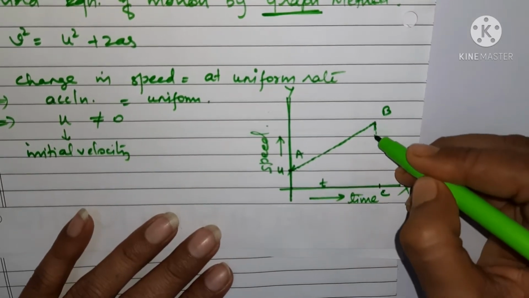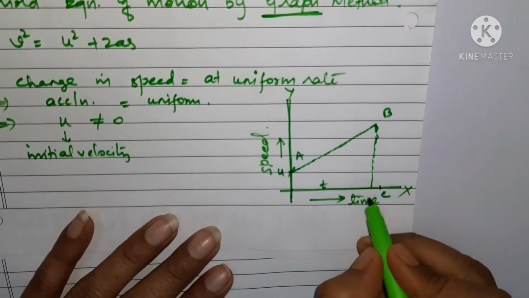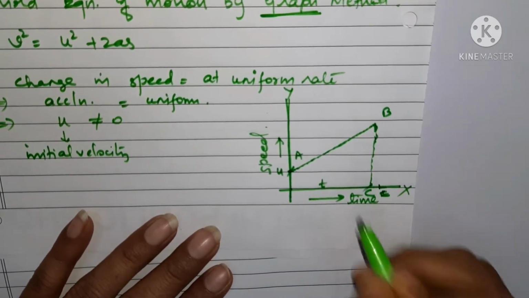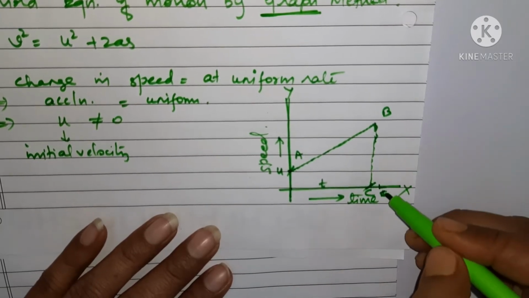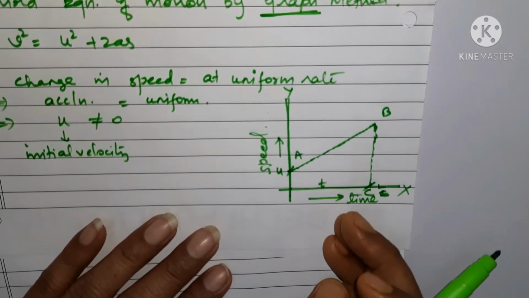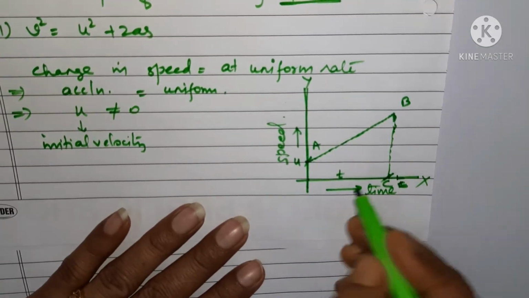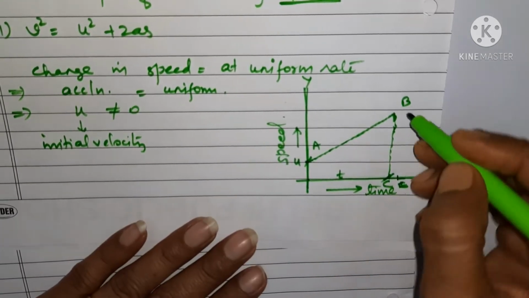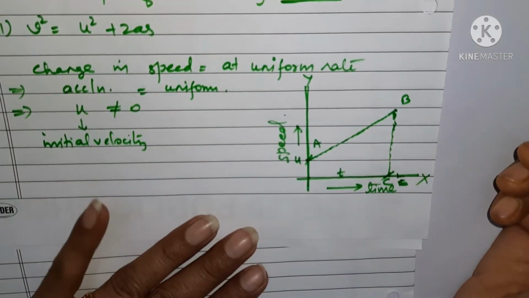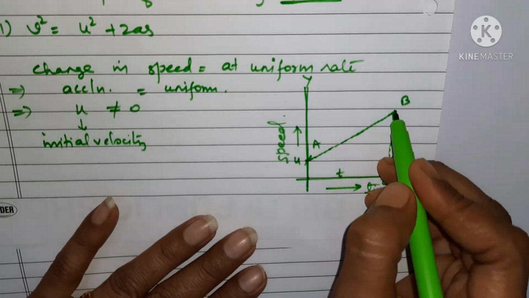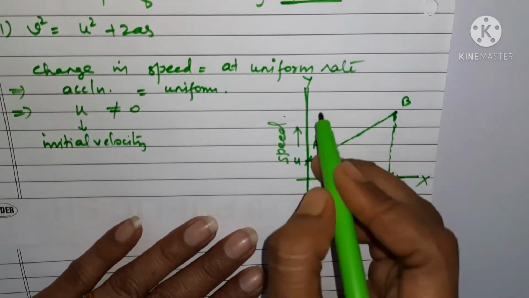Now we are going to make a perpendicular at C. Why have I chosen it here? Because we do not have space here. So at point C, after some time t, the moving body reaches up to B. Let us find out what the velocity is over here.